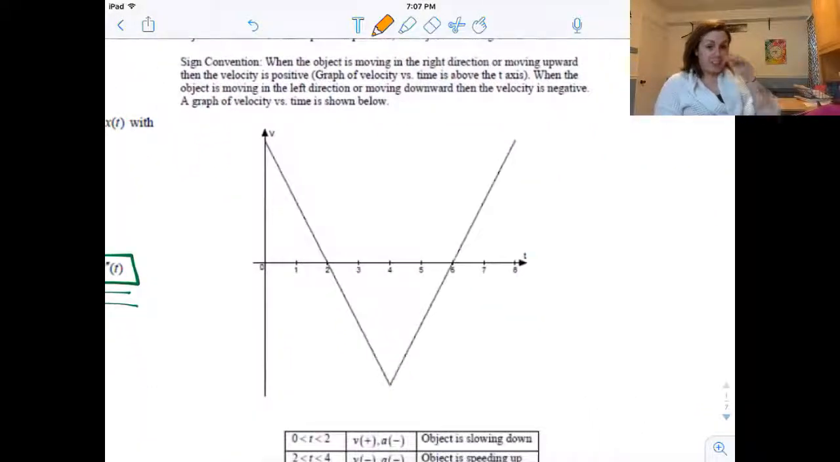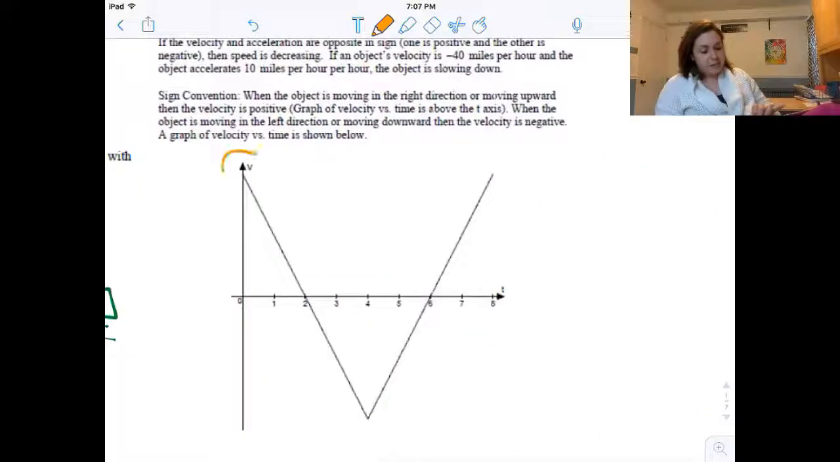So let's look at this graph. I want to take a look at this. This is a graph of velocity. They tell me that. So I'm going to make a sign chart here for my velocity. This is v(t). I see it has zeros at 2 and at 5.